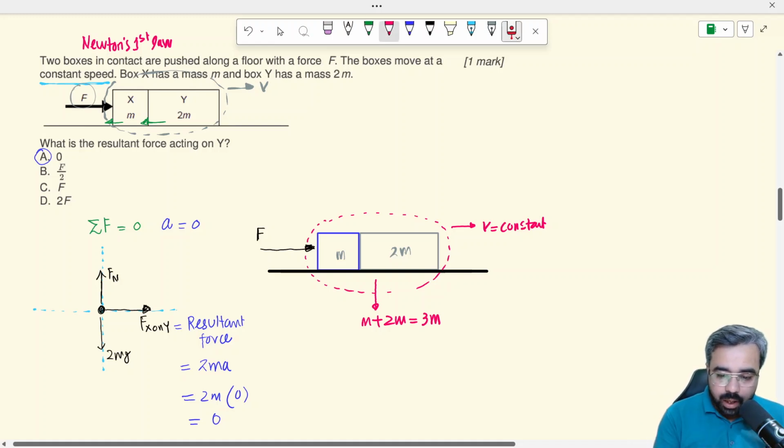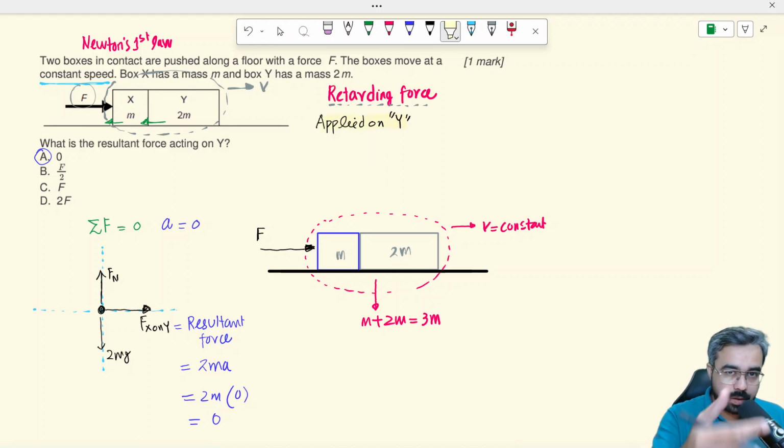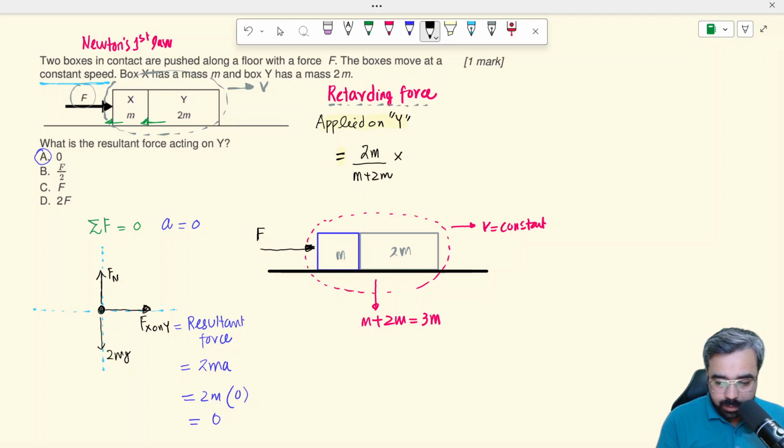Now let's talk about what the retarding force is. Since the resultant force is zero, and this retarding force is proportional to the weight, or in other words proportional to the mass of the block. For example, if you want to know how much retarding force is applied on y, keep the 2m, the mass of y, in the numerator, and in the denominator add the two masses, multiplied by the force F. Because I want to know what proportion of F is the countering force. I hope you understand. It will come out as 2m over 3m times F.